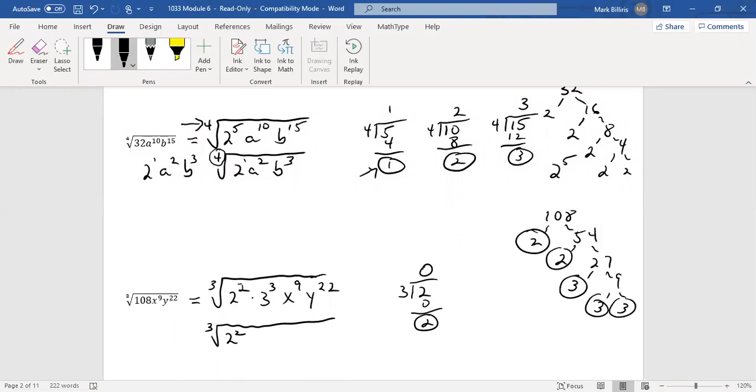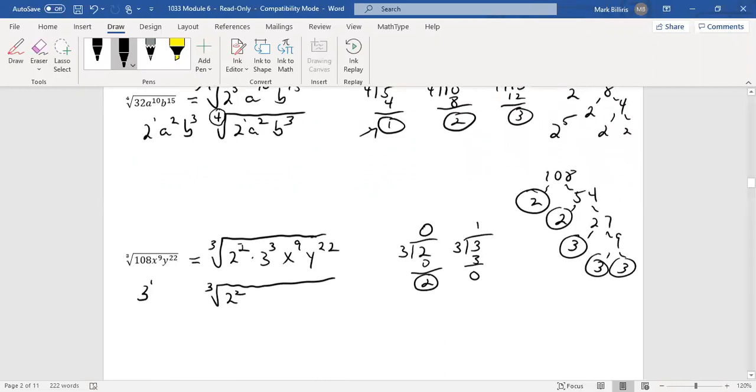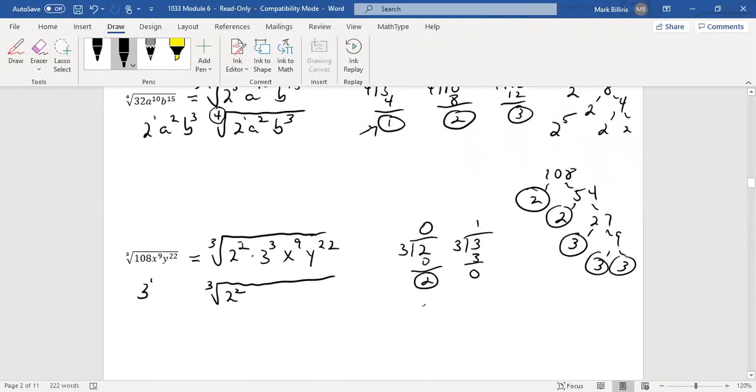Next, I'm going to go to 3 to the 3rd power. So my exponent is 3. My index is 3, and 3 goes into 3 one time with a remainder of 0. So I can take out one factor of 3. Next is x to the 9th. So I'm going to take my exponent 9, divide it by my index, which is 3, and 3 goes into 9 3 times with a remainder of 0. So that means I can take out 3 factors of x with a remainder of 0, so no x's remain underneath the radical sign.